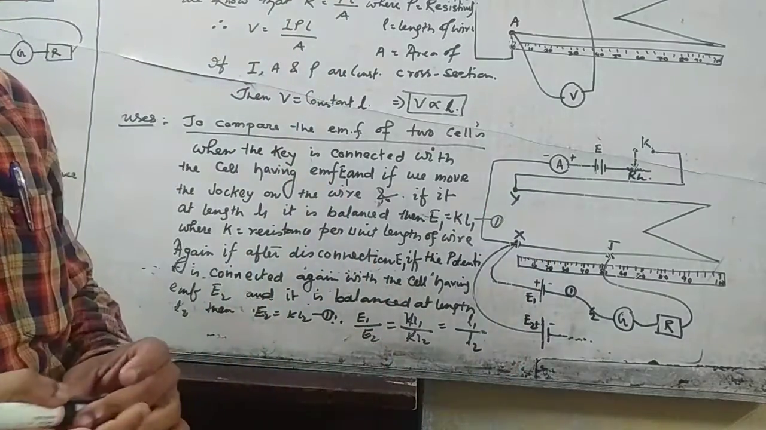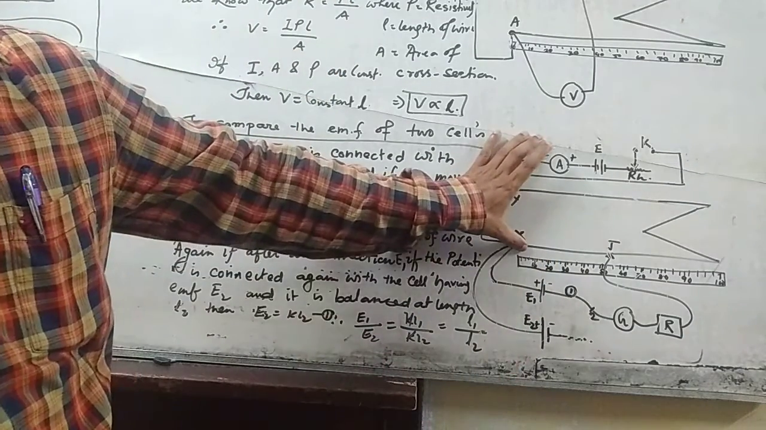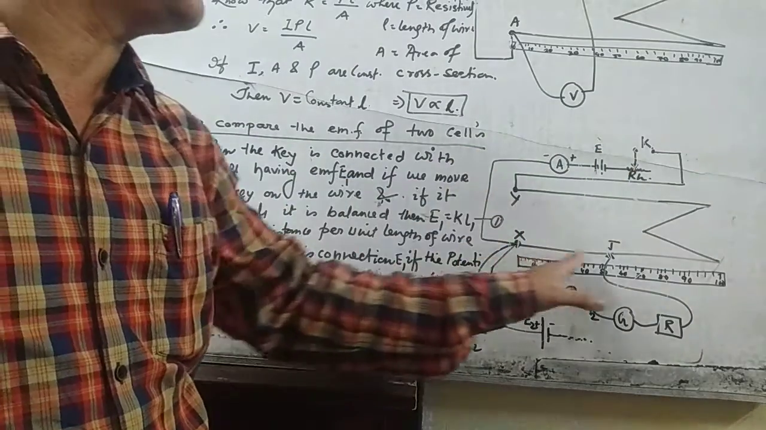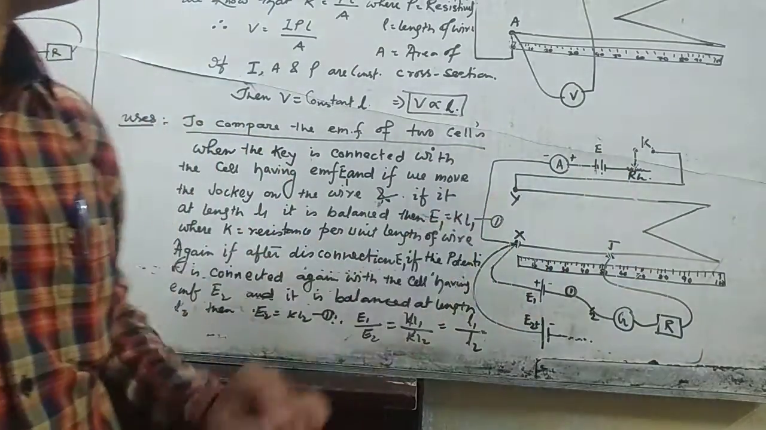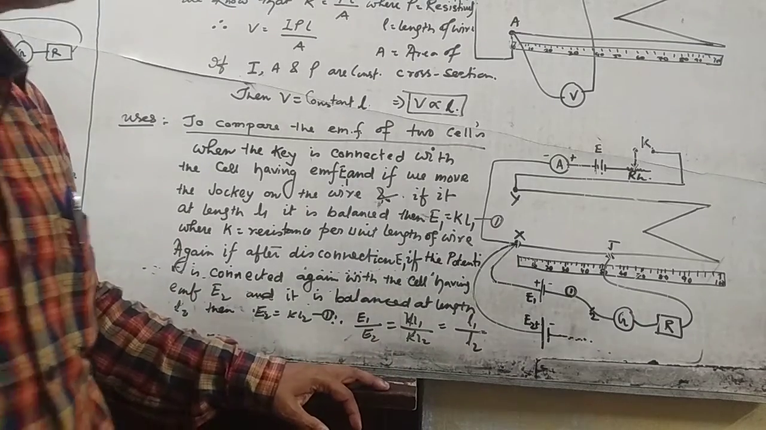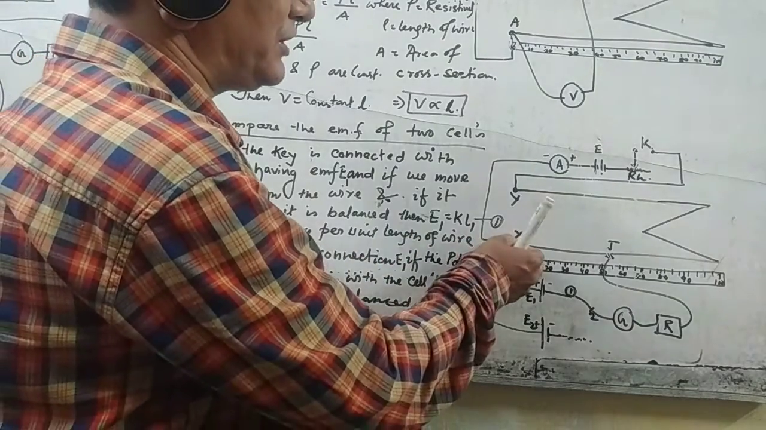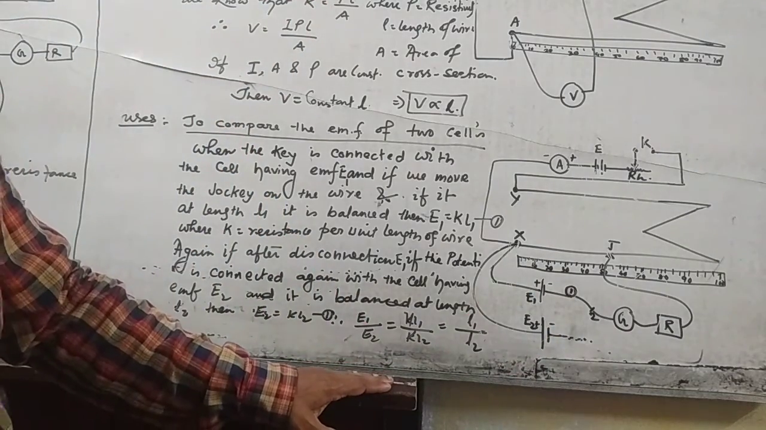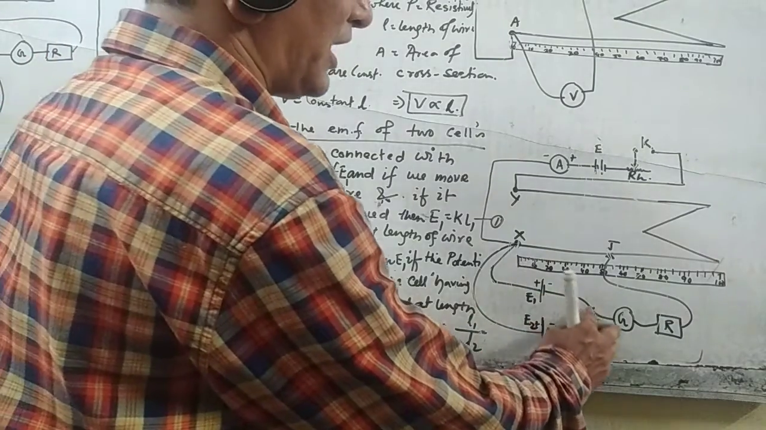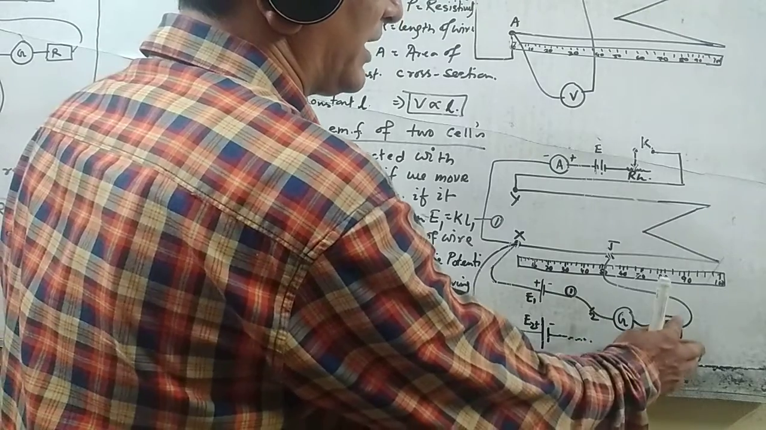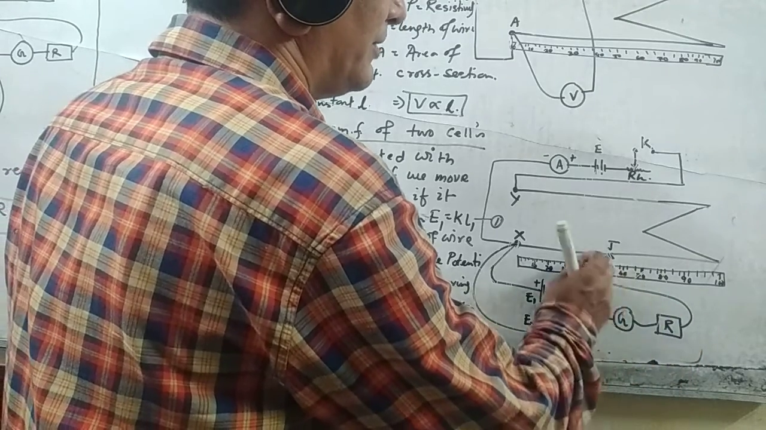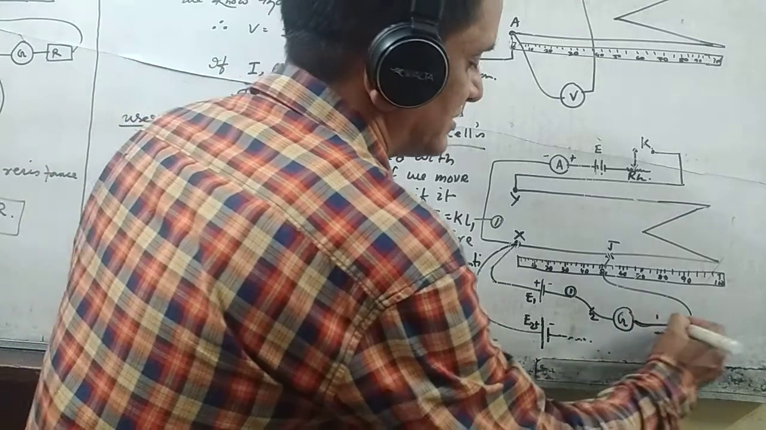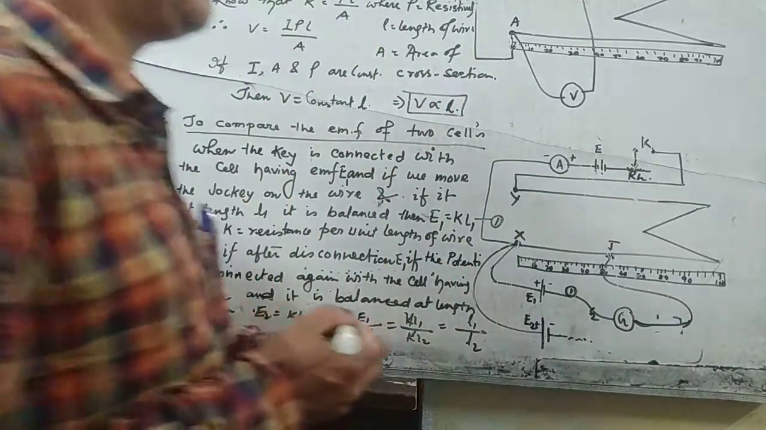This connection is the general connection of the potentiometer. That means it will give a constant potential difference to the potentiometer. Now, what will we do? We will connect this portion with a cell having EMF E1, and the negative terminal through the galvanometer we will connect to the jockey. The galvanometer has resistance G.